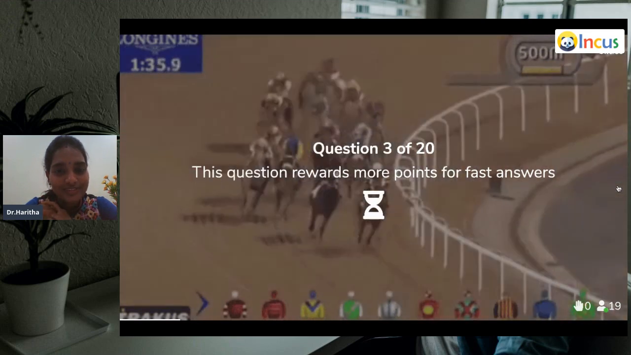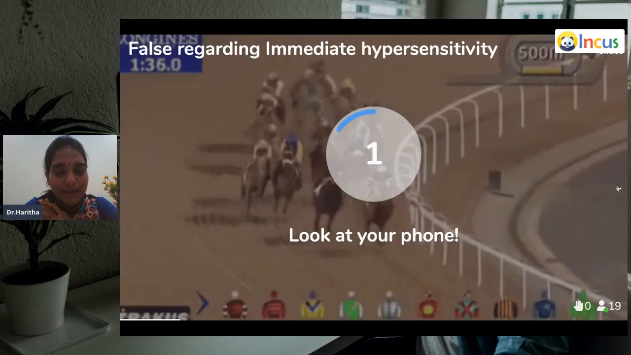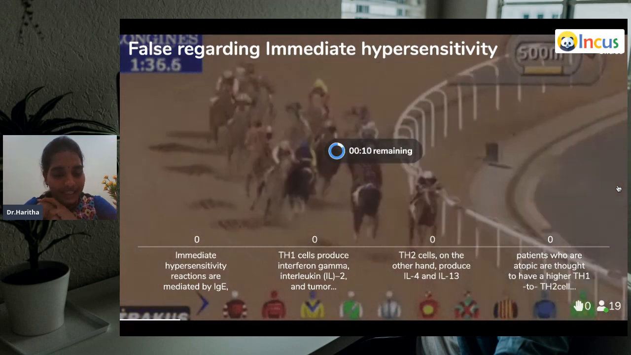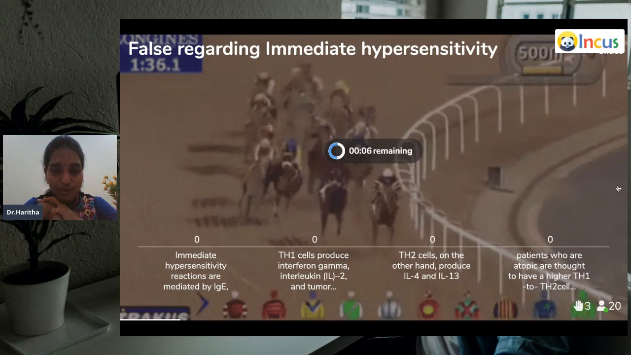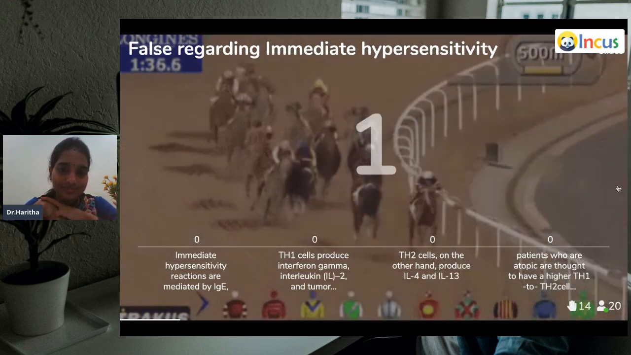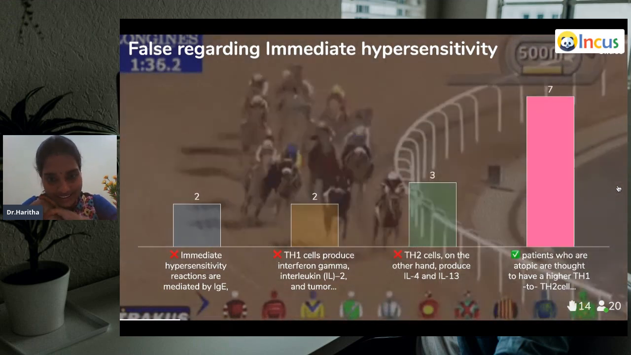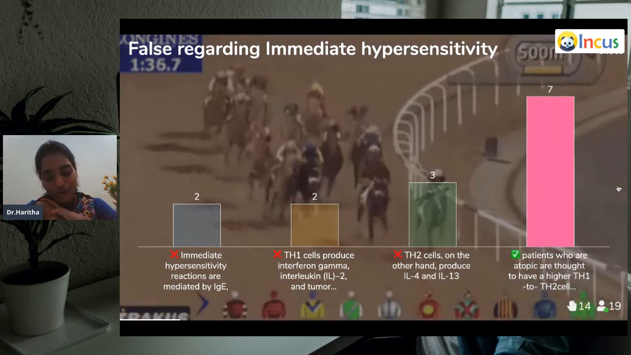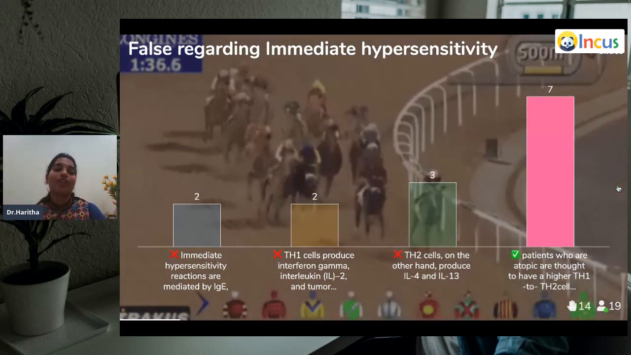Come on. Third question. False regarding immediate hypersensitivity. What could be false? Hypersensitivity is a very important question and a favorite question for everyone. Yes, patients who are atopic are thought to have higher Th1 to Th2 cell ratio, which is the wrong answer.